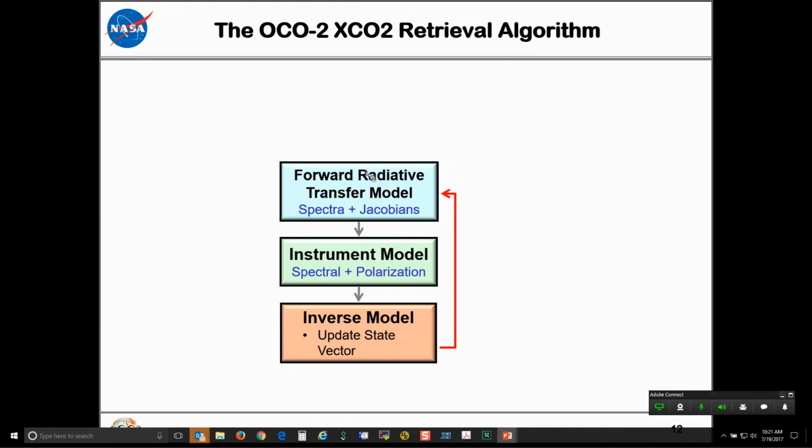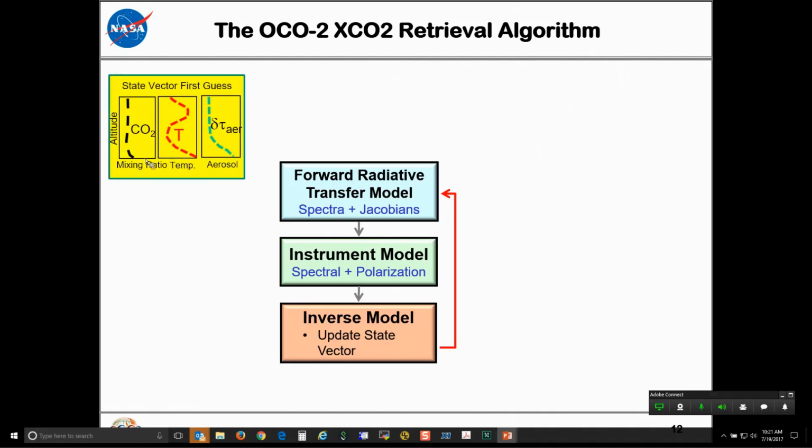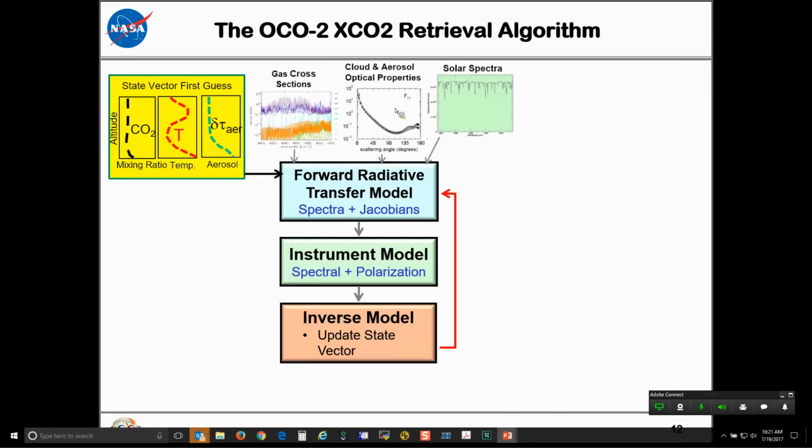We use a remote sensing retrieval algorithm. This is based on a full physics radiative transfer model that simulates the spectra given an input guess for the mixing ratios of CO2 and other trace species, aerosols, temperatures, and so forth. We use tables of gas cross-sections, aerosol and cloud optical property cross-sections. We use a solar spectrum file. That all goes into the forward model, as well as information about the viewing geometry and the sun's geometry.